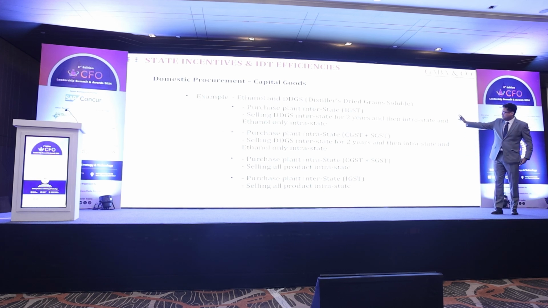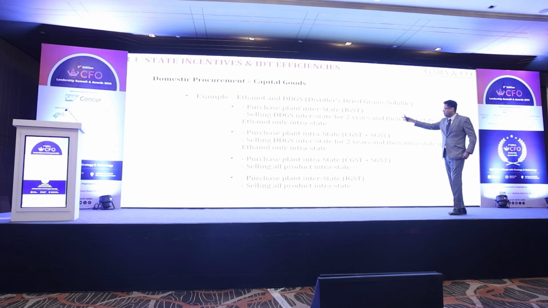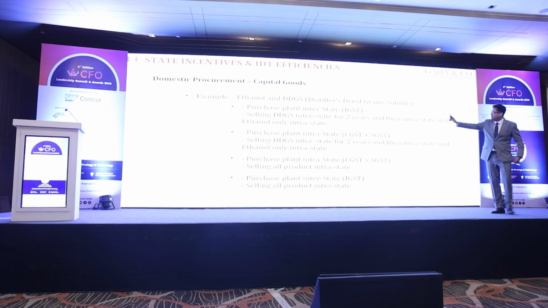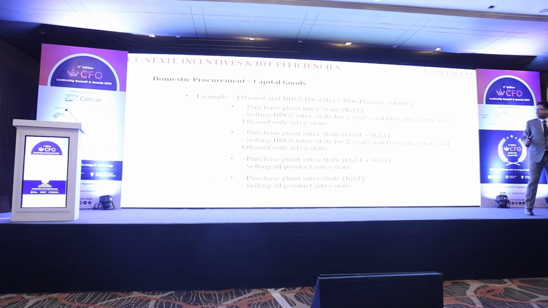What we did, so when you establish an ethanol plant, there are 2 products, ethanol and DDGS, which is a co-product. So we explored 4 options. Purchase your plant IGST, that means interstate. Sell your DDGS interstate for 2 years and then intrastate, and sell your ethanol intrastate only. Second option we explored, purchase your plant intrastate. Ask your vendor to bill it to your Rajasthan, and then the vendor will bill GST and will bill it to you, so you get CGST as GST. Selling your co-product interstate for 2 years and then intrastate, ethanol only intrastate.